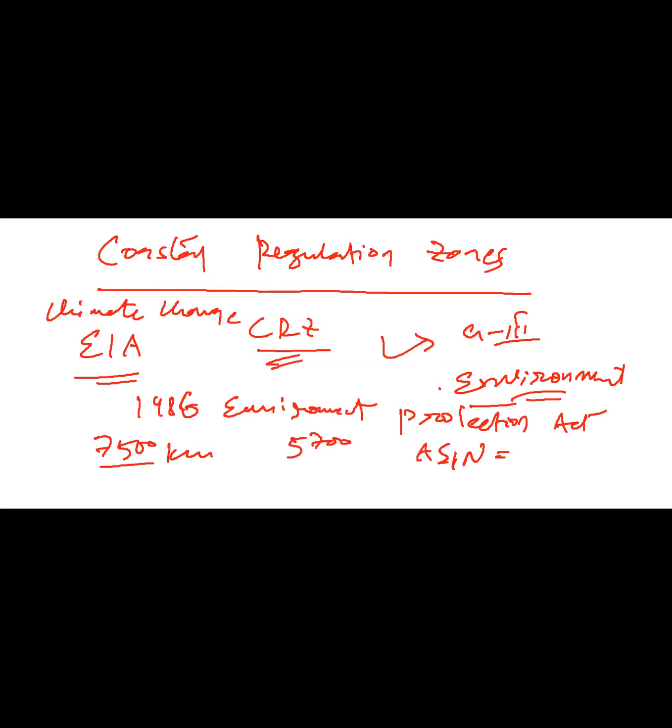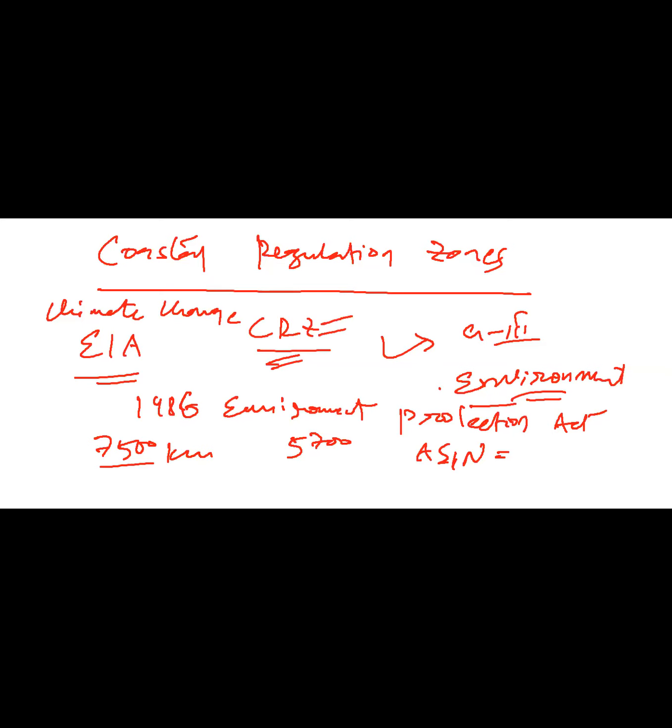In this context, we felt that in this developmental phase, we should also think about the environment while developing, especially the coastal areas. To do that, you need some kind of regulations. Those regulations for developing the coastal areas are what we call coastal regulation zones.